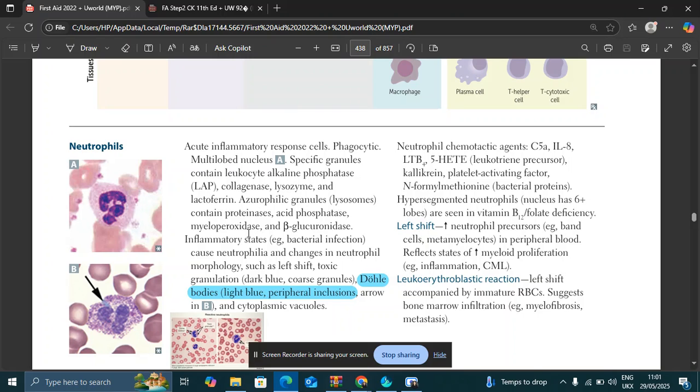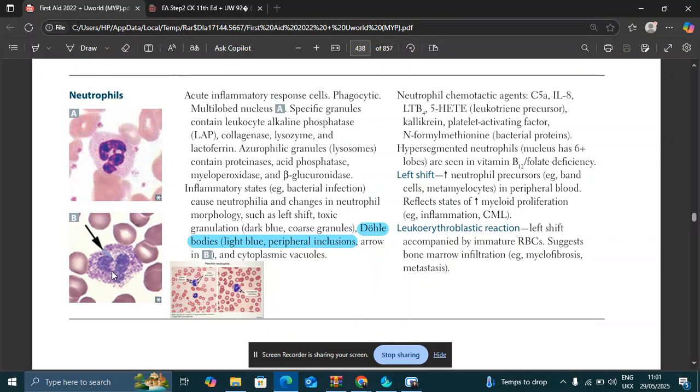Okay, and those neutrophils are called reactive neutrophils, and these neutrophils have toxic granulation. Look at the image B. They have toxic granulation. These are dark blue coarse granules. Okay, they also have dull bodies. These are light blue peripheral inclusions. Look at the arrow, dark black arrow. This is showing the light blue peripheral inclusion.